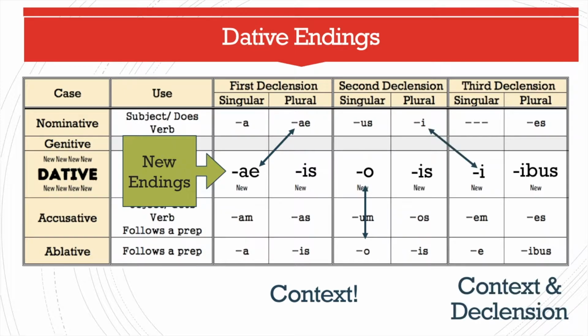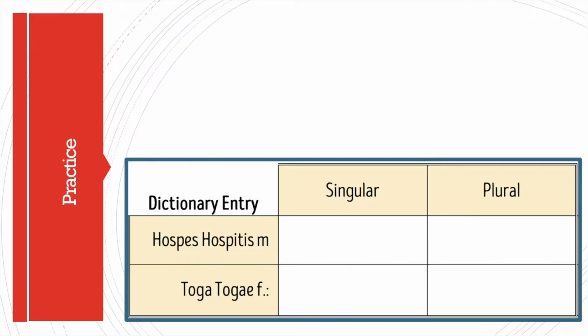And then in the third declension, you have that I, which is also a second declension I, but don't forget, words can either be third declension or second declension. So we're going to be able to use both context and declension to tell the difference between those. You don't have to write all those arrows on your notes. All right. We're going to do some practice now.